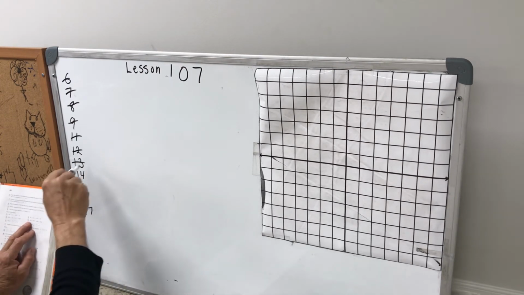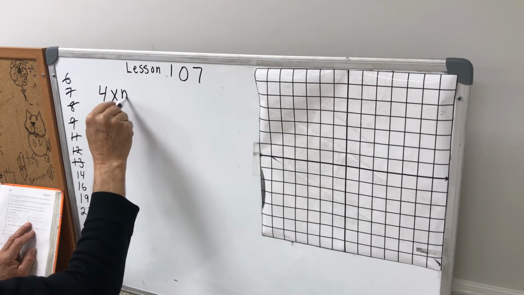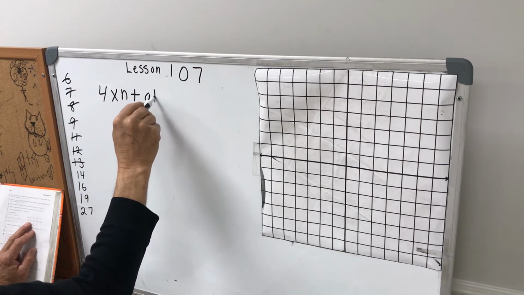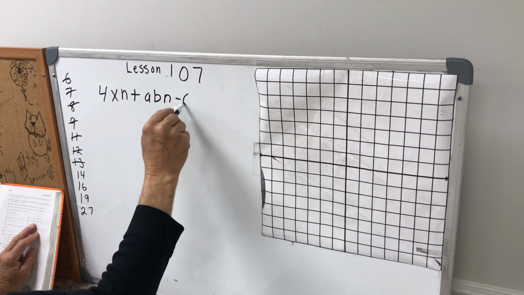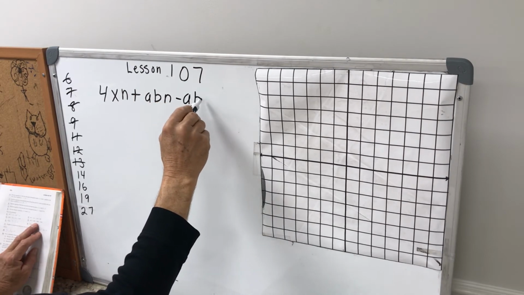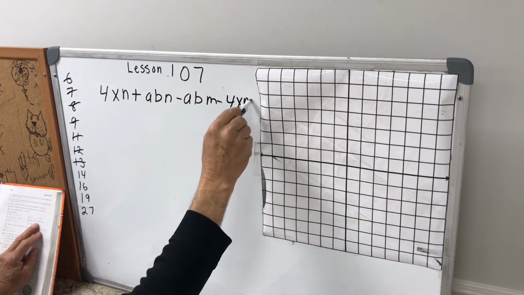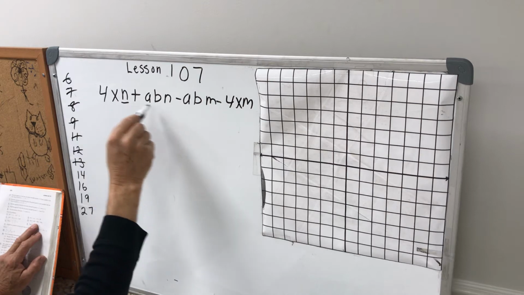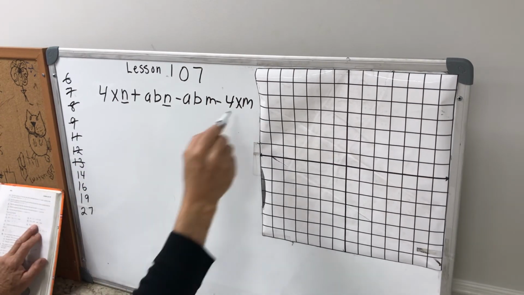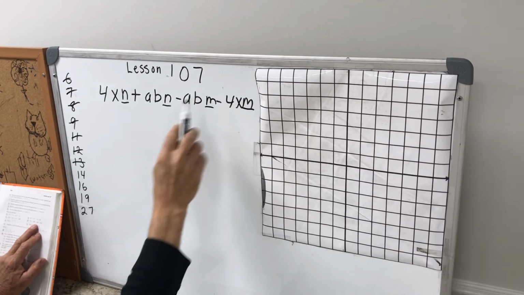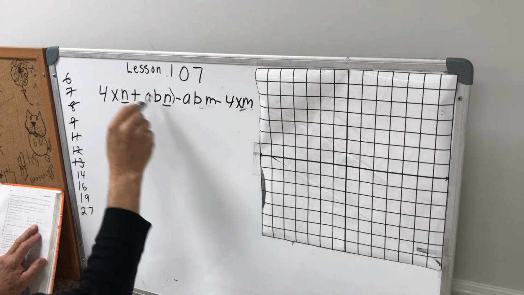Number 14. 4xn plus abn negative abm negative 4xm. I am seeing the n's here together, and the m's are here together. So maybe that's what our key is here. We'll see. All right, so let's try these two right here.